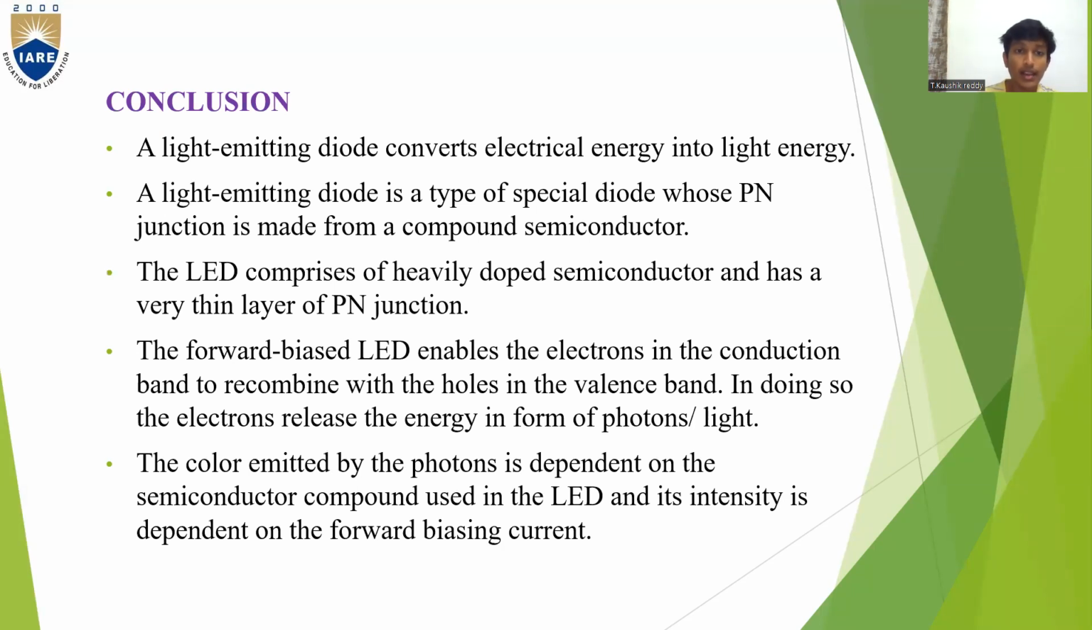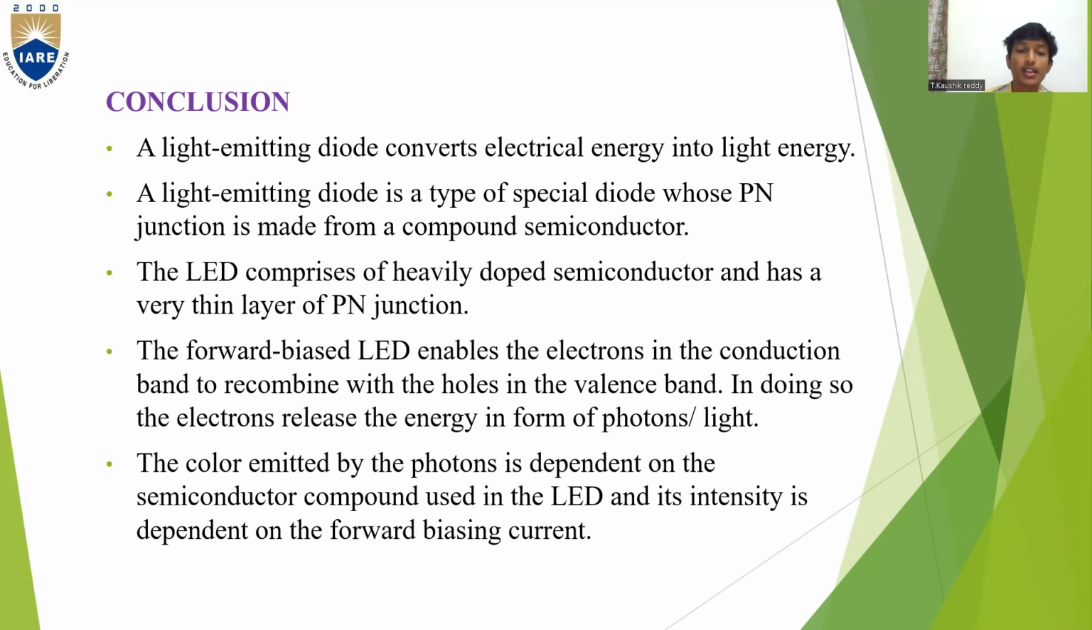Next, here is the conclusion, or you can say the end of the topic, for the light emitting diode. A light emitting diode converts electrical energy into light energy. A light emitting diode is a type of special diode whose PN junction is made of a compound semiconductor. The LED comprises a heavily doped semiconductor and has a very thin layer of PN junction.